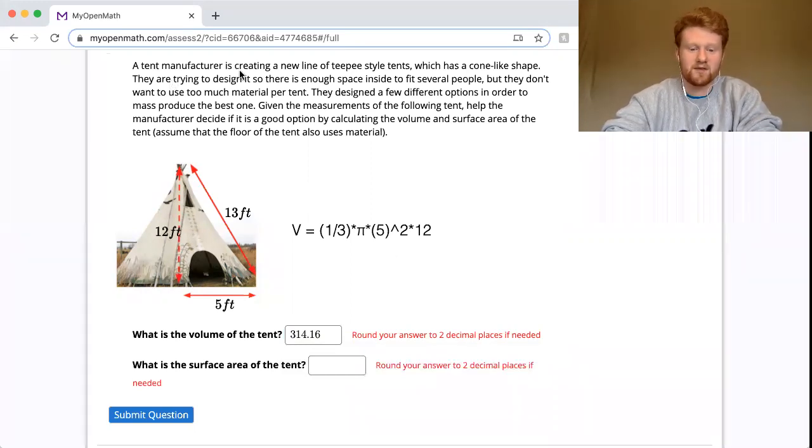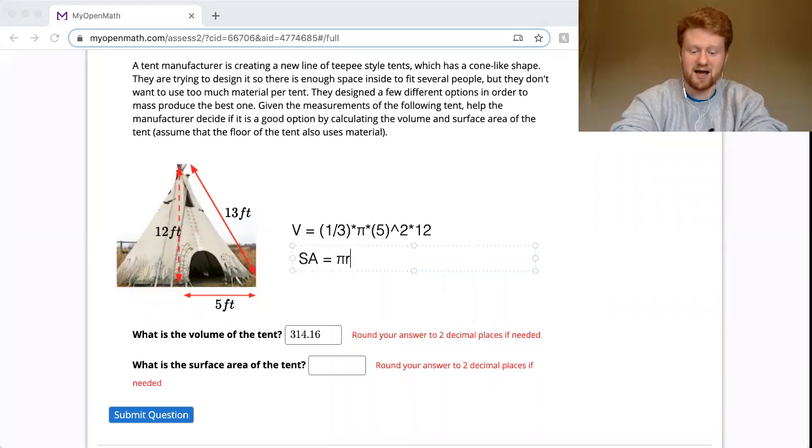Pretty straightforward. Now, looking at the surface area, remember from our last problem that the surface area is pi r squared plus pi r s. S is what I'd written before for the slant height. You may see that differently sometimes. You may see it as L, you may see it as S, but that is the slant height of the cone. So let's go ahead and fill in the information.